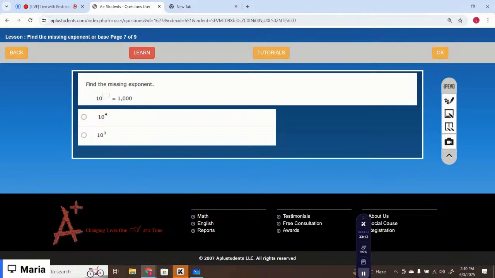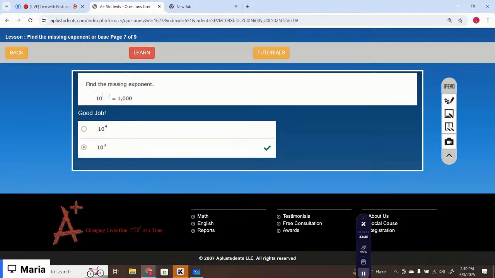Find the missing exponent. 1,000 equals. Very good. That equals 10 exponent 3. Option number 2 is the correct option.